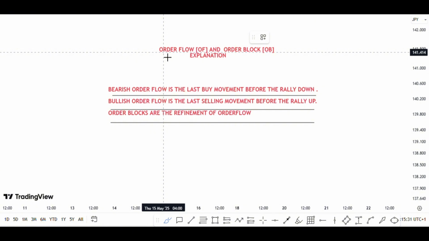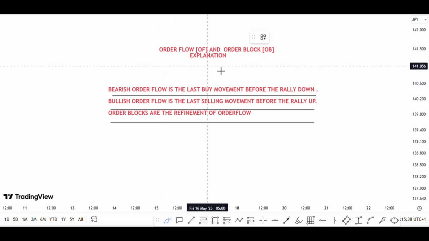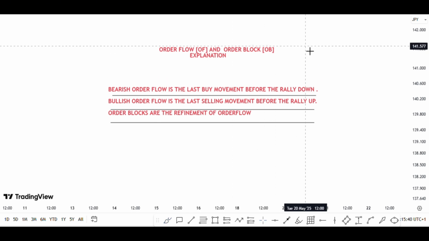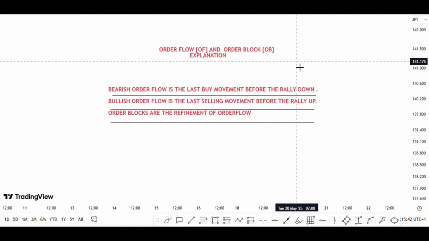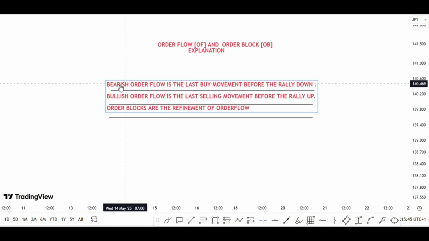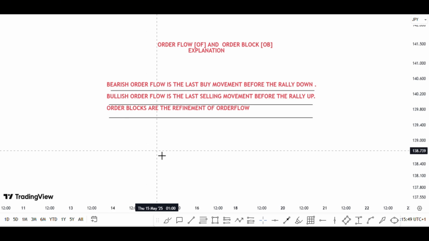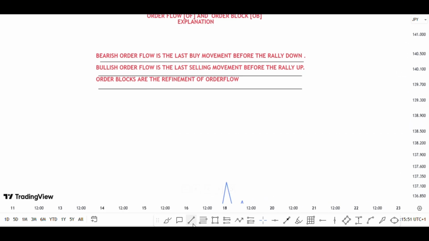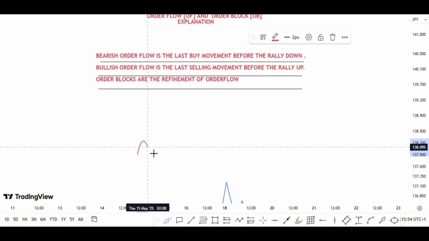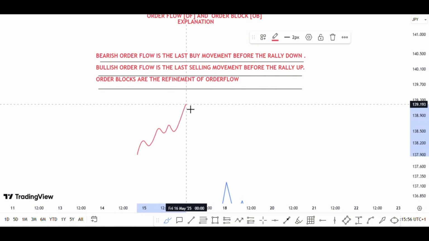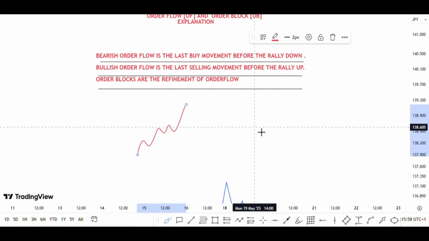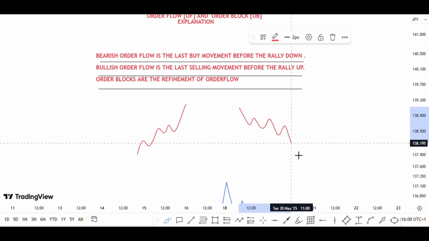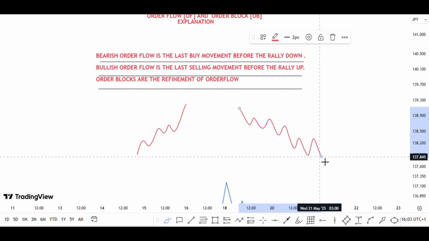I will explain the diagram, and I will also explain it on the raw chart. So we are talking about order flow and order block. First of all, order flow, according to what I put here: when the market is bullish like this, this is where we look for bullish order flow. When the market is bearish, this is where we look for bearish order flow.